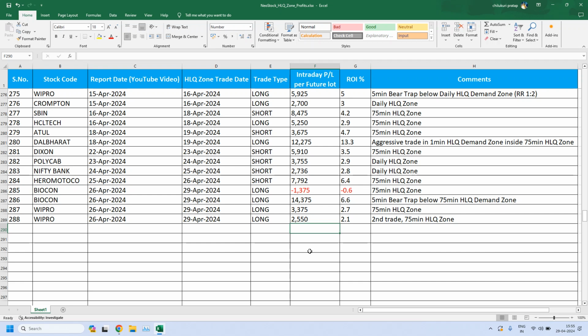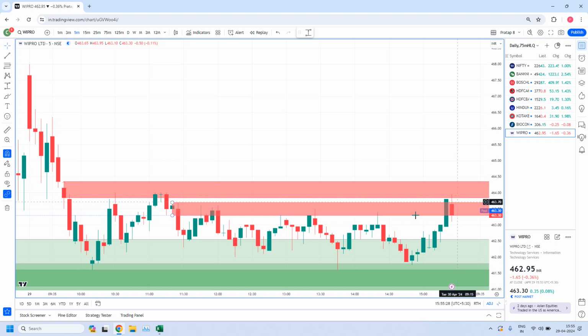See, generally what happens when the distance between entry and target is small for high liquidity zones, many times it will give us multiple trades during the intraday. That is what happened to VIPRO today. So this is about VIPRO.